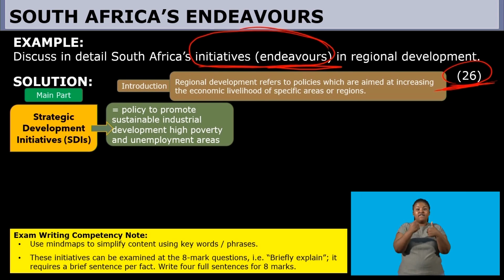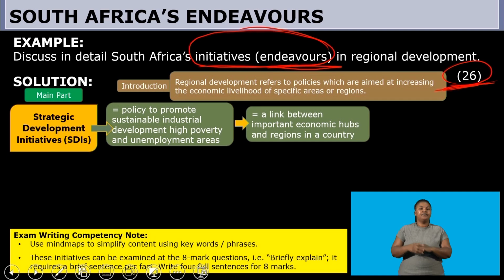So the first one will be the strategic development initiatives. Some call them spatial development initiatives, SDIs. What is it? It's a policy to promote sustainable industrial development in areas that have got high poverty and high levels of unemployment. Now, they provide a link between important economic hubs and regions in a country.